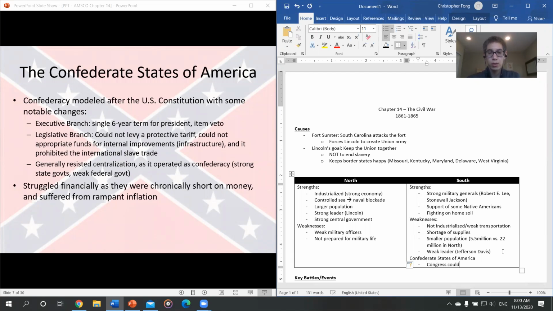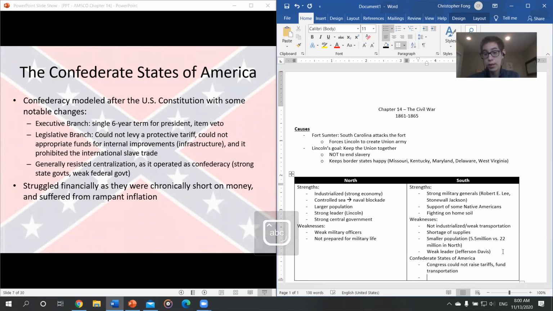Their Congress could not raise tariffs or fund transportation, already a weakness of theirs. And again, they had strong states' rights, so also a weak federal government, which is going to really handicap the South from the start.